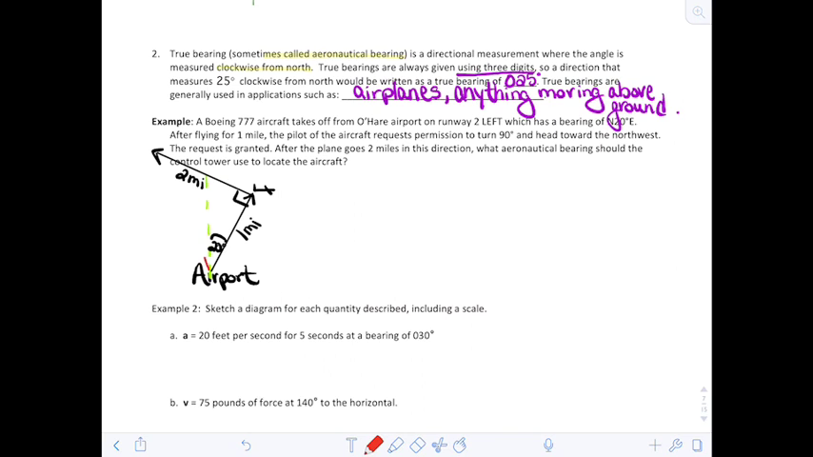So from the airport now, we want to look at this vector here. And if I want the bearing, I'm looking right there. But it does say aeronautical bearing. So honestly, I'm going to want to go from the north line all the way around clockwise to right there. But what is going to help me is to get that small angle there on the inside.